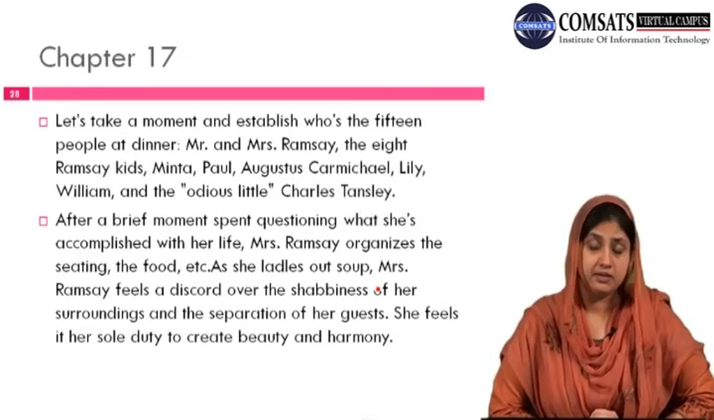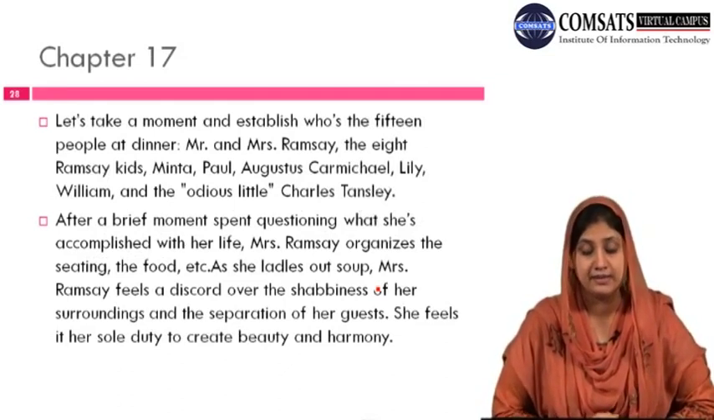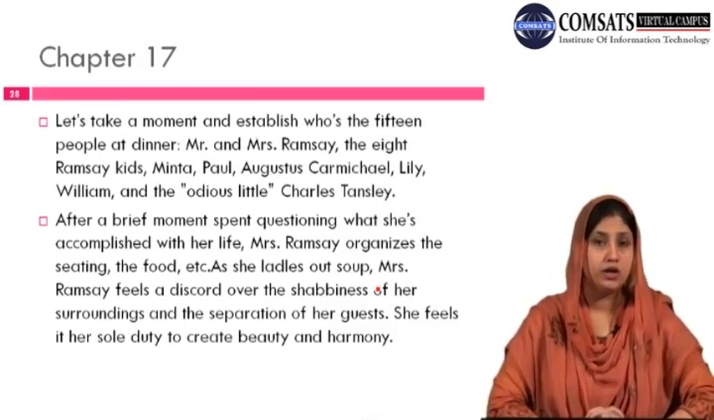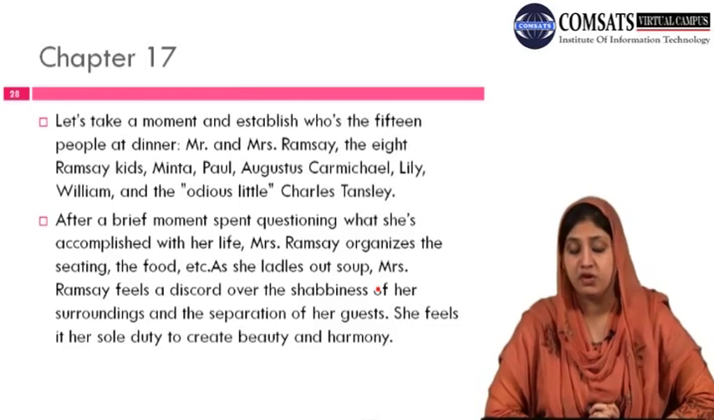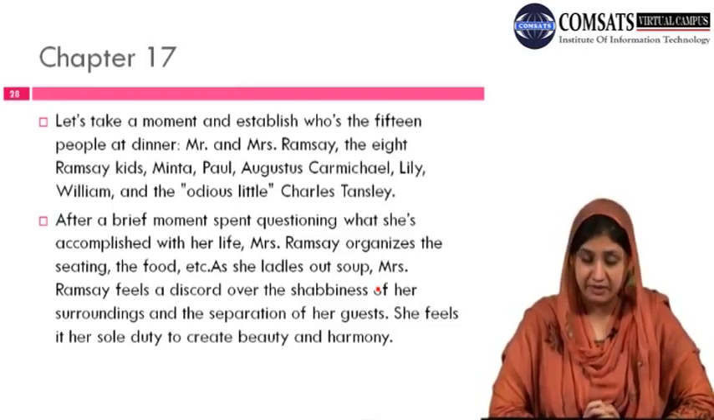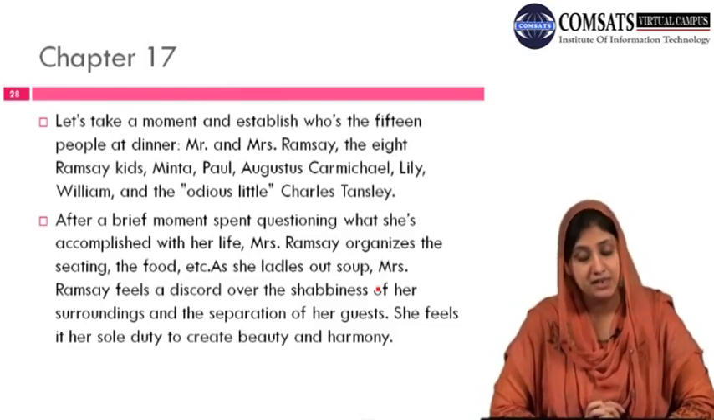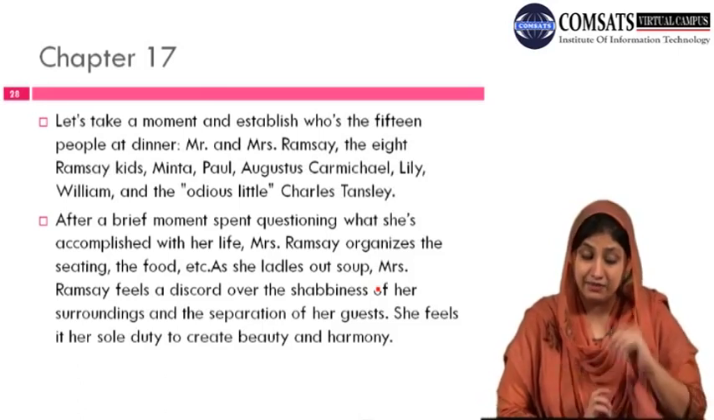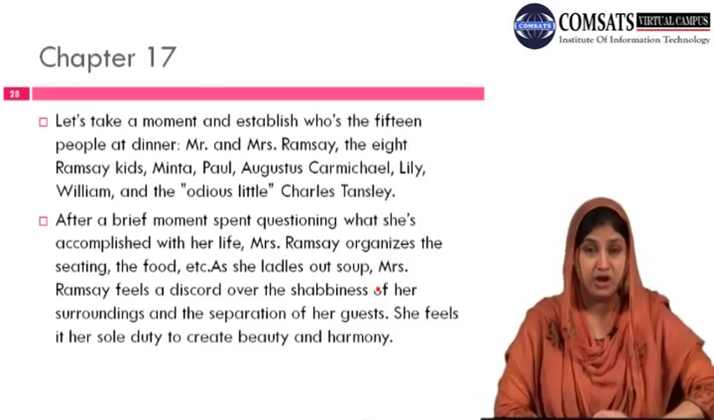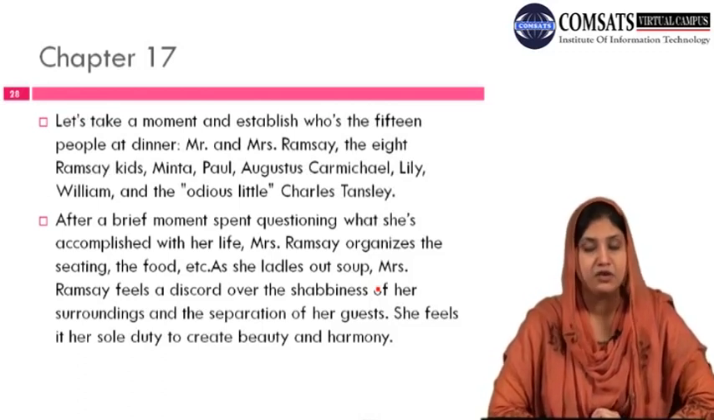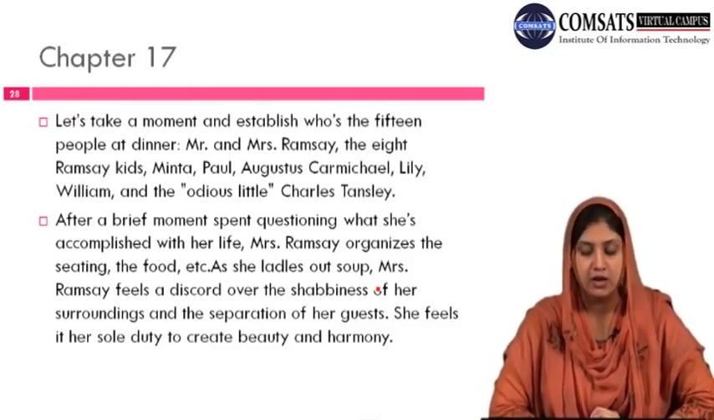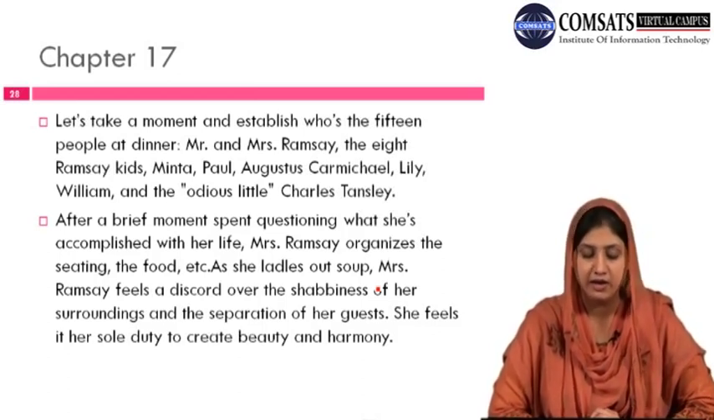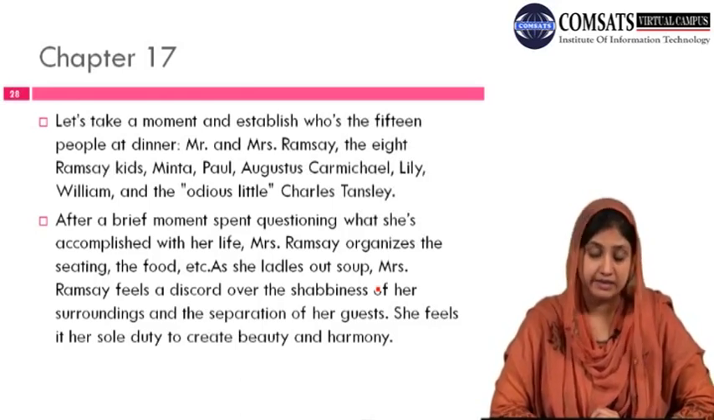So in chapter 17, let's take a moment and establish who are the 15 of these people who are doing this dinner. Mr. and Mrs. Ramsay, the eight Ramsay kids, Minta, Paul, Augustus Carmichael, Lily, William, and the odious little Charles Tansley. After a brief moment spent questioning what she has accomplished with her life, Mrs. Ramsay organizes the seating, the food, etc.